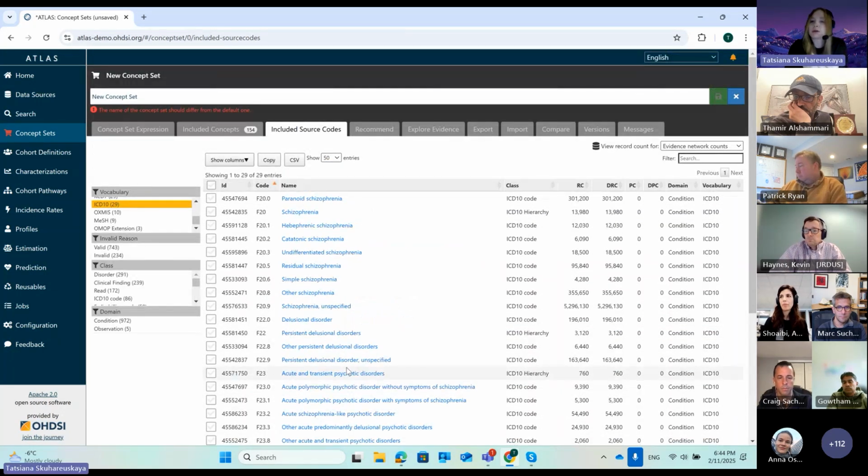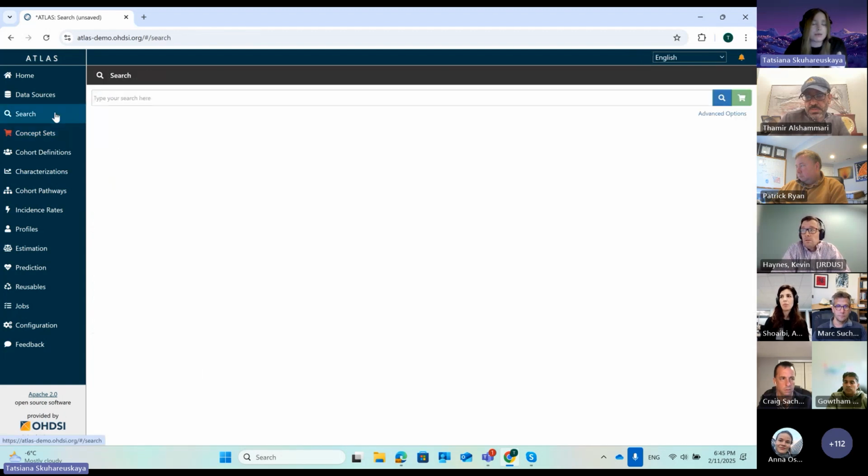However, you may also remember that we wanted to include some other codes in our phenotype. Those were brief affective episodes, manic and depressive, with psychotic features. So how would we add them here? Let's go into the search tab. One of the codes that was found in the literature is F30.2. So let's just type it in search.